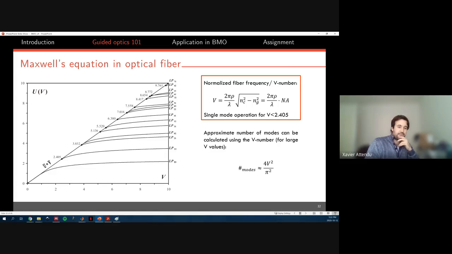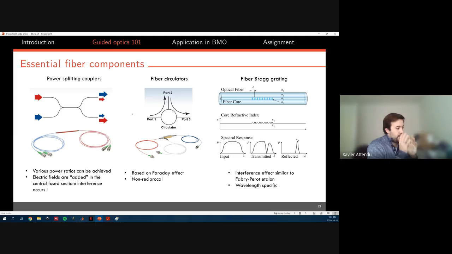All right, so that describes, so it's a whole field, the analysis of fibers is a whole field, and the field inside fibers, you can do a whole bunch of interesting things with it. And the result of that is some essential fiber components, which you may come to use in setups that you may build further down the line. Some of these are the following.